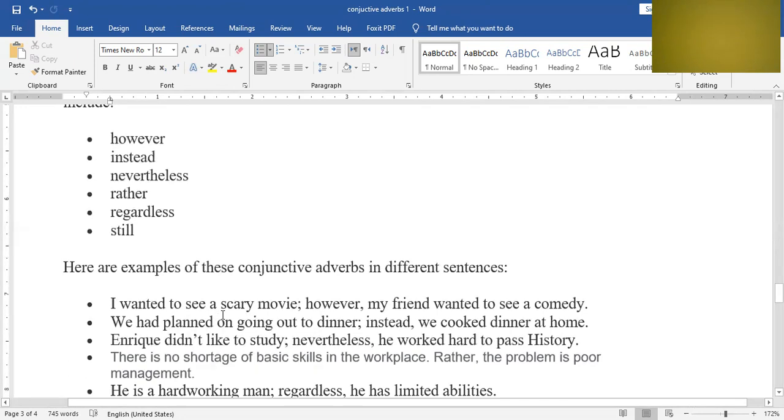I want to see a scary movie. However, my friend wanted to see a comedy. You see, two opposite moods. He wants to see a scary movie. However, his friend wanted to see a comedy. So, two opposite moods. Now, we had planned on going out to dinner, or instead, we cooked dinner at home.